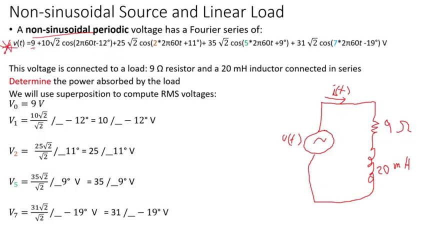It has a bunch of terms. So you have some DC, then you have 2 pi times 60, so 60 is the frequency. For this one H equals 1, this one H equals 2, H equals 5, H equals 7. So you have the first order harmonic, which is just the fundamental, and then the second, the fifth, and the seventh. So how do we handle this? If we have this voltage source that has some harmonics along with DC, it's supplying this load that's a 9 ohm resistor in series with an inductor of 20 millihenry.